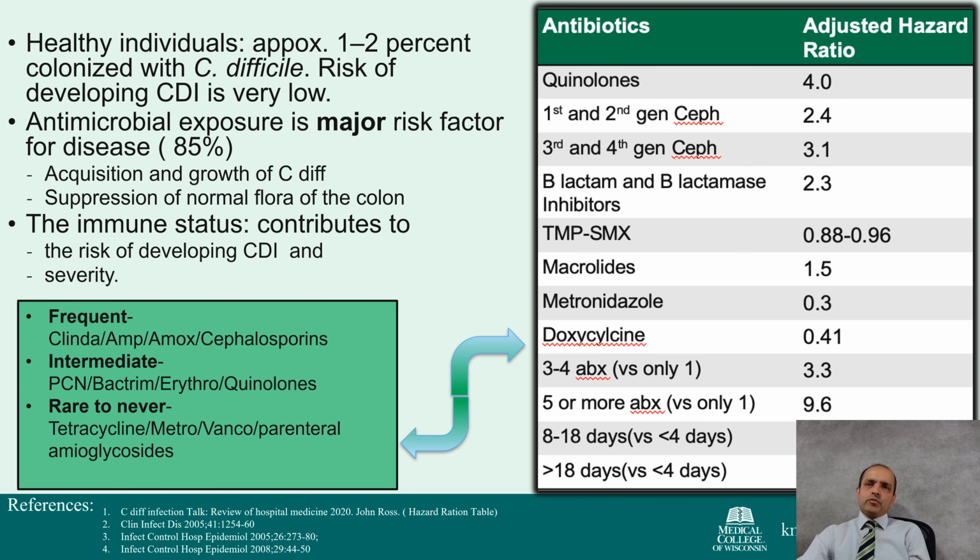In healthy individuals, 1 to 2% are colonized with C. diff. They have a very low risk of developing C. diff infection. Antimicrobial exposure is the major risk factor. And out of the antibiotics, some are very likely to result in C. diff infection, like clindamycin, ampicillin, amoxicillin, and cephalosporins. On the other hand, tetracycline, metronidazole, vancomycin, and parenteral aminoglycosides are rarely associated.